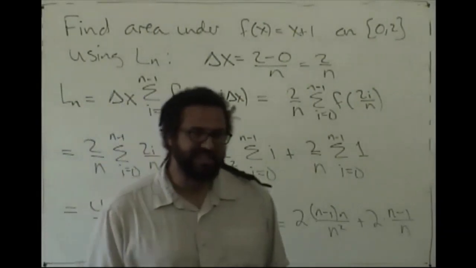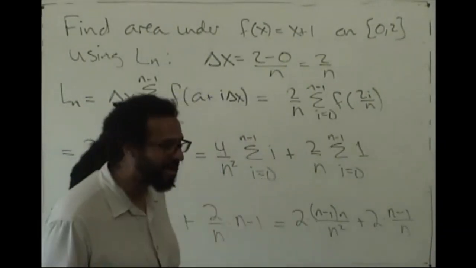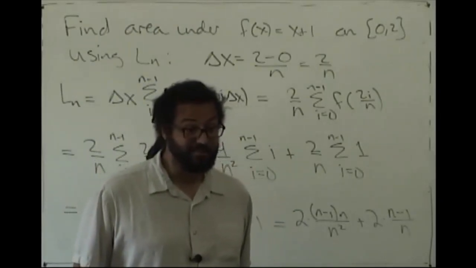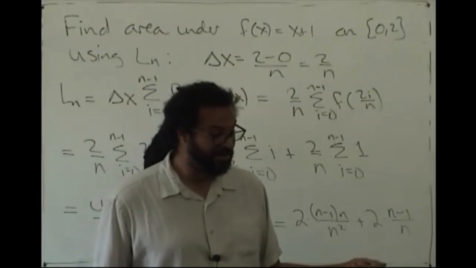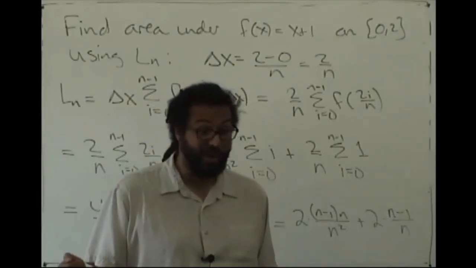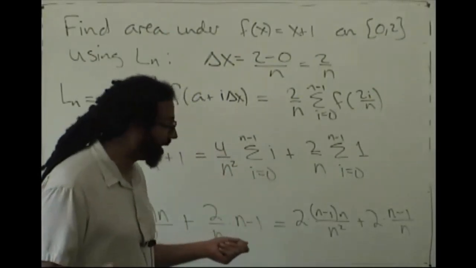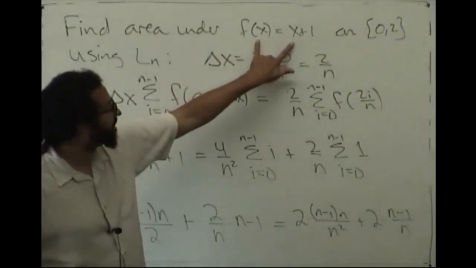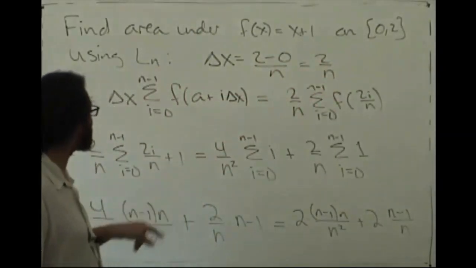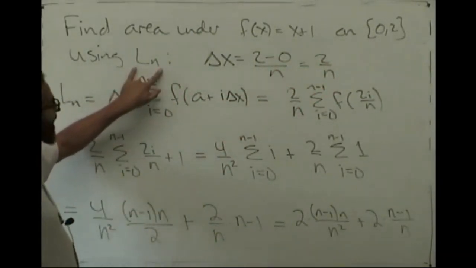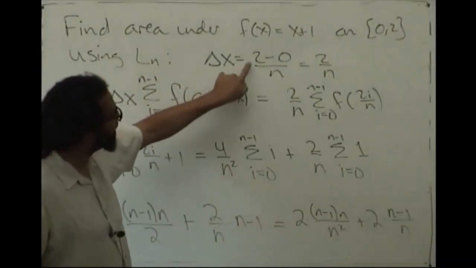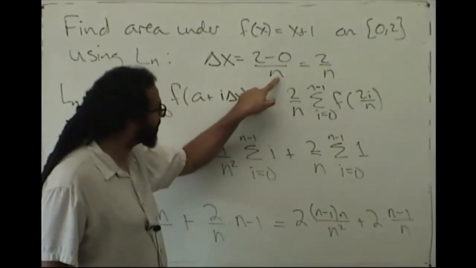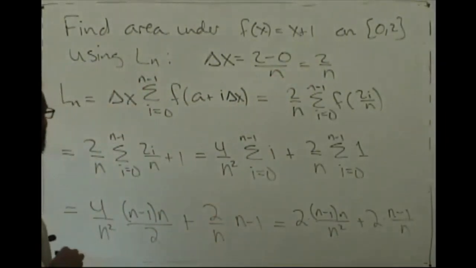All right, let's look at the same example again using the left endpoint approximation. At the end of the day, we should get the same thing. The left endpoint approximation is approximating the same thing as the right endpoint approximation, so after n goes to infinity, we should expect to get the same thing. So again, the function is x plus 1, on the interval from 0 to 2. Now we want to use L sub n. Again, delta x is the same every time. It's 2 minus 0 over n, where n is the number of rectangles. So again, I'm just going to get 2 over n.